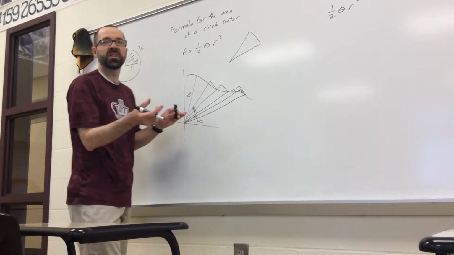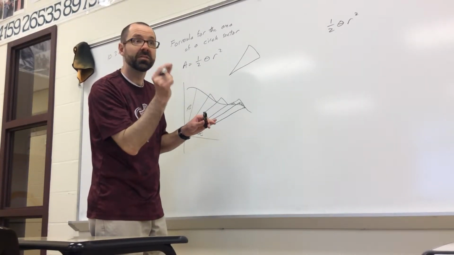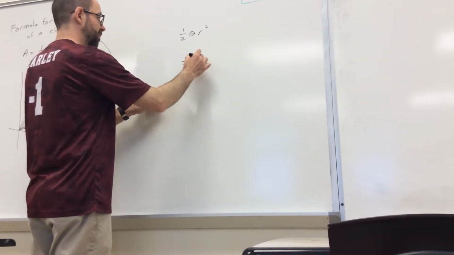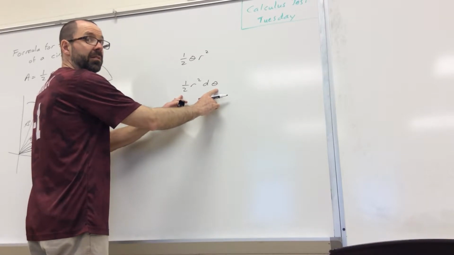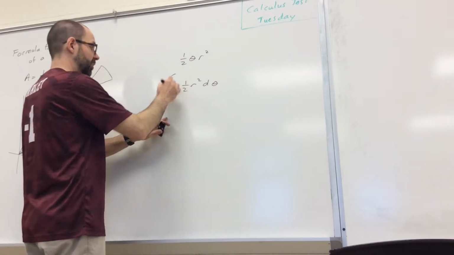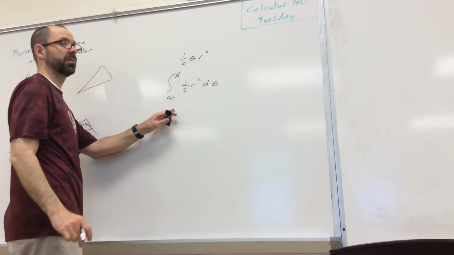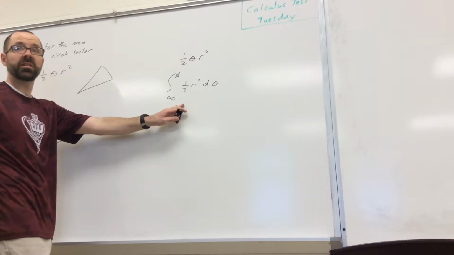So you know the punchline by now. We're going to go infinitely thin. So we're going to take 1/2 r squared d theta and add them all up from alpha to beta. So this is the formula for the area on a polar curve.